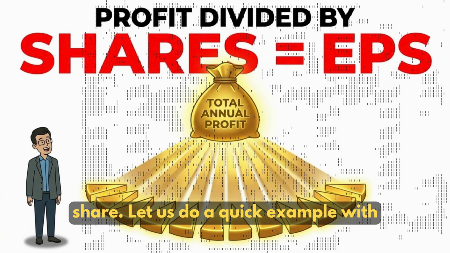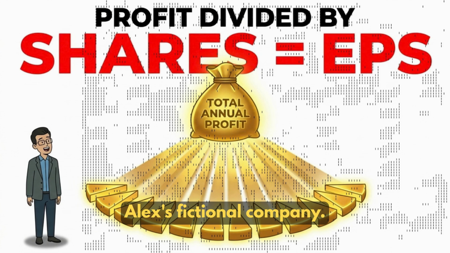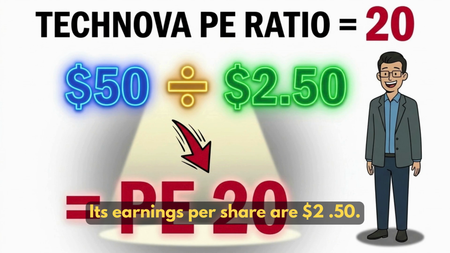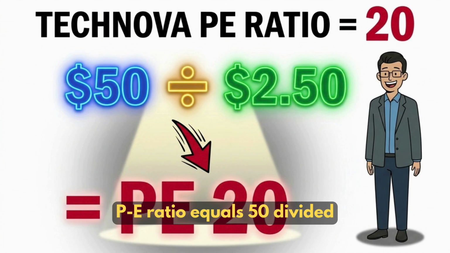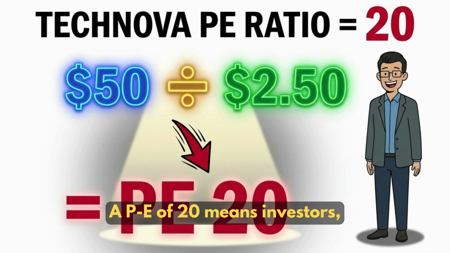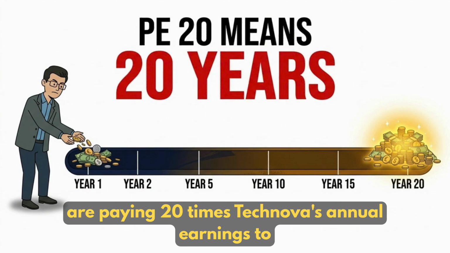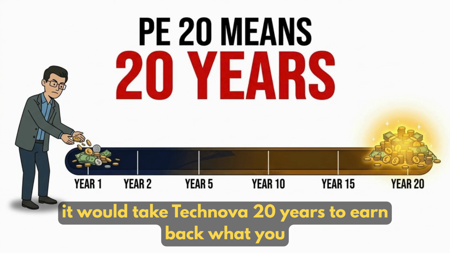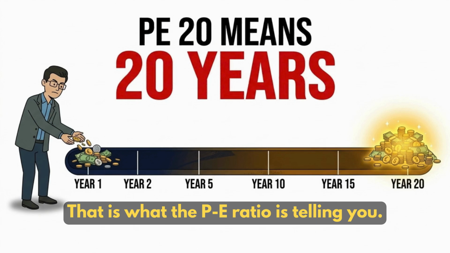Let us do a quick example with Alex's fictional company. Teknova has a share price of $50. Its earnings per share are $2.50. P/E ratio equals 50 divided by 2.50. That gives us 20. A P/E of 20 means investors are paying 20 times Teknova's annual earnings to own a share. Or, put another way, at current profit levels, it would take Teknova 20 years to earn back what you paid for the share. That is what the P/E ratio is telling you.